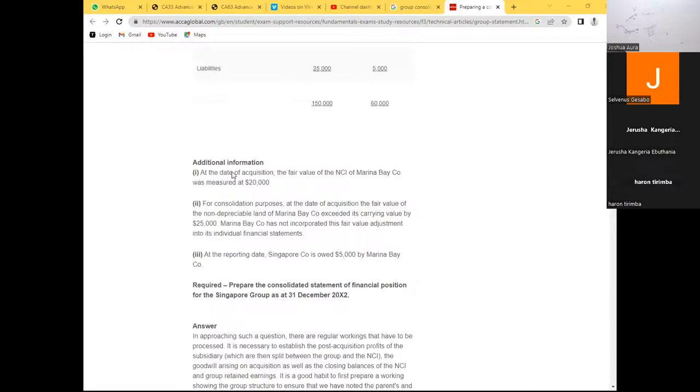For consolidation purposes, at the date of acquisition, the fair value of the non-depreciable land of Marina Bay Company exceeded its carrying value by $25,000. Marina Bay Company has not incorporated this fair value adjustment into its individual financial statements. At the reporting date, Singapore Company owed $5,000 by Marina Bay Company. So they want me to do something very simple: prepare the consolidated statement of financial position for Singapore Group as at 31st December 2022, end of the year.